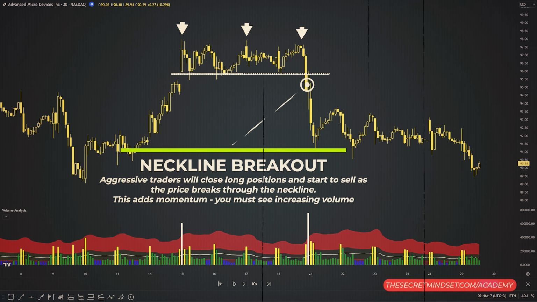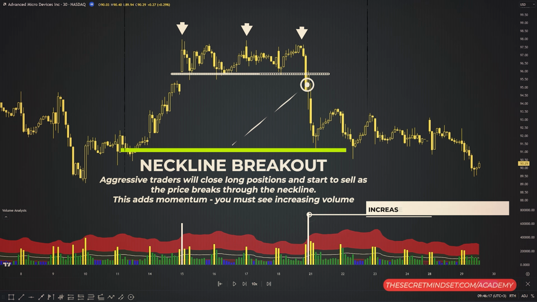Also, aggressive traders will close long positions and start to sell as the price breaks through the neckline. This adds momentum, and during this phase, you must see increasing volume.